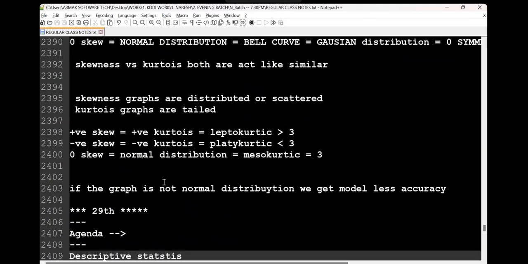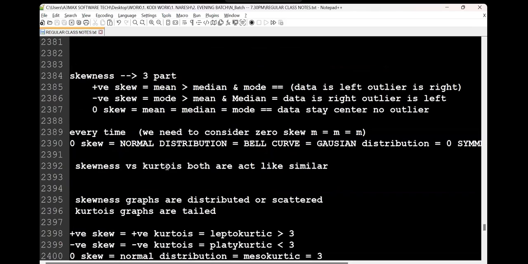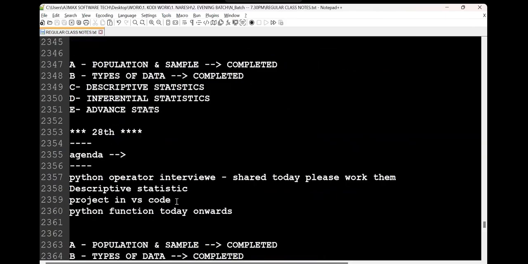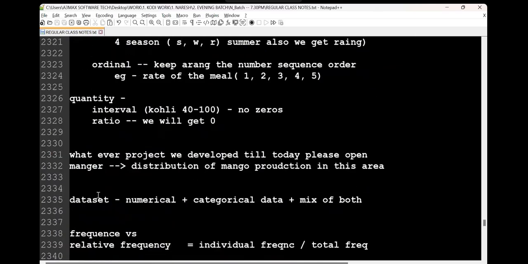Descriptive statistics, first population, sample, sampling technique, inference technique. Population to sample is called sampling, sample to population is called inference. Z test, T test. Which one is T test, sample or population? Sample. Population, Z test.